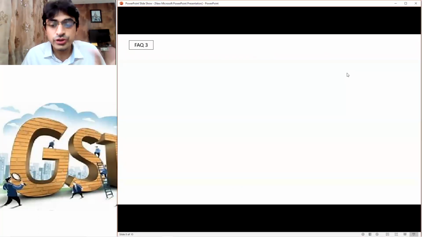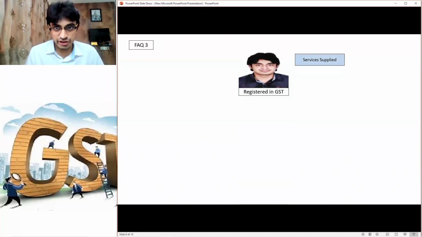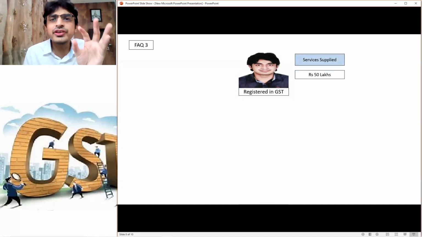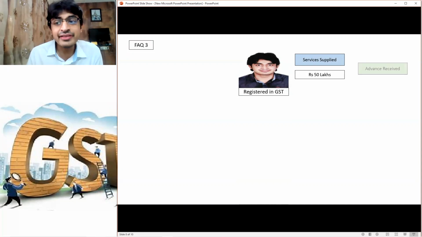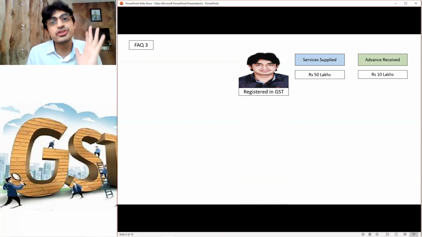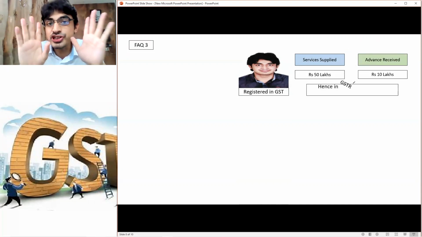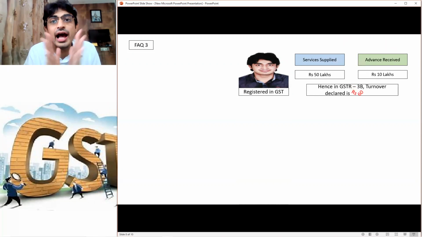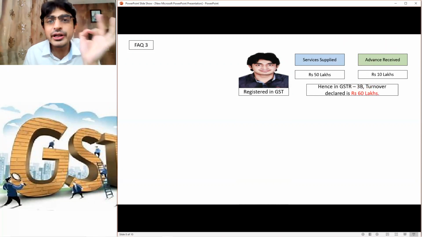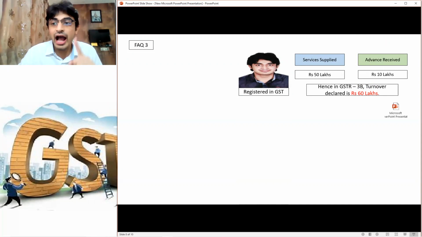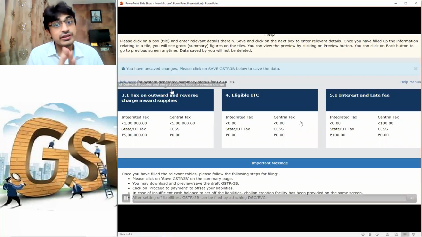Clear? Now the third FAQ. Let us understand this. Suppose I am registered in GST. I have supplied services, say rupees 50 lakh, and since I'm collecting advances, I have collected rupees 10 lakhs with GST. If you carefully see, as per my GST returns, GSTR 3B, both 50 plus 10 are turnover in GST. So my turnover is rupees 60 lakh. I have declared my turnover in GST returns as rupees 60 lakh.